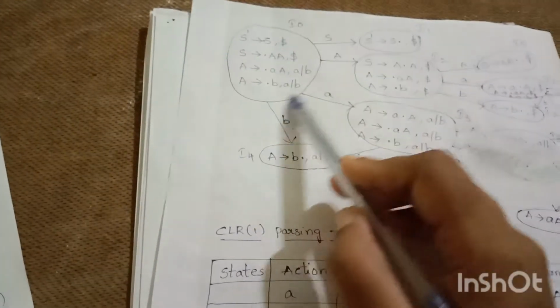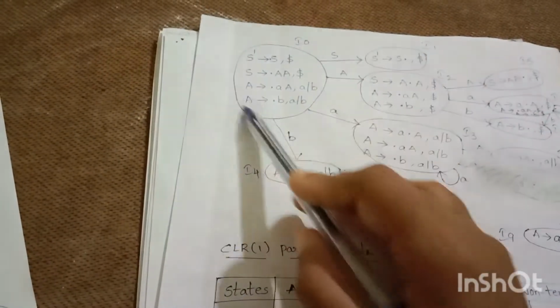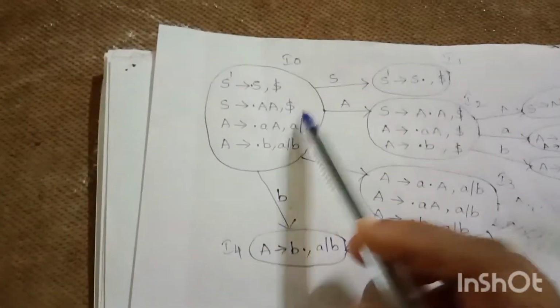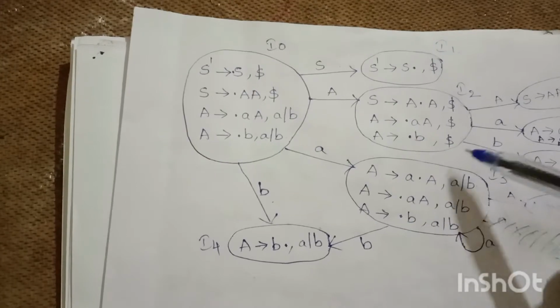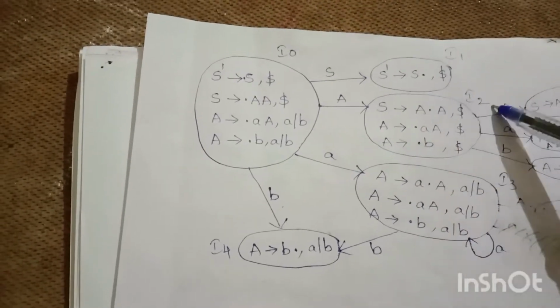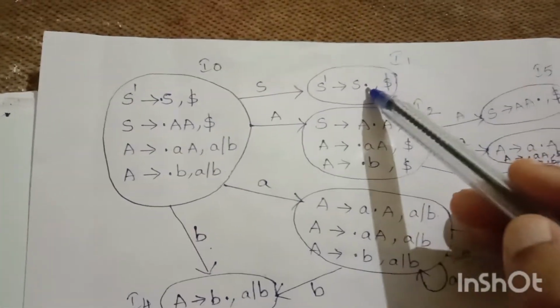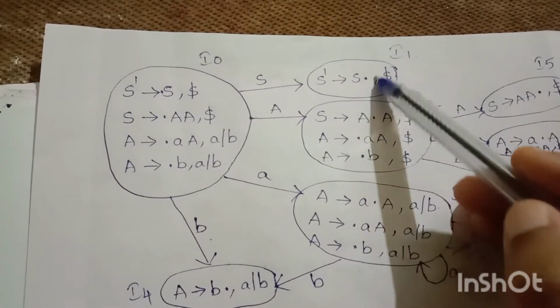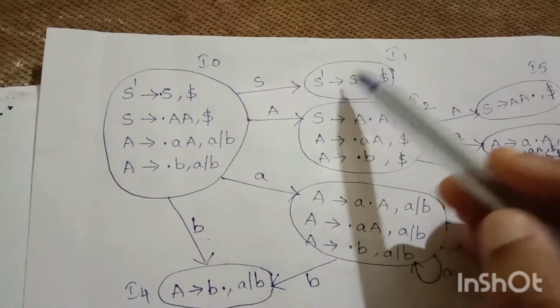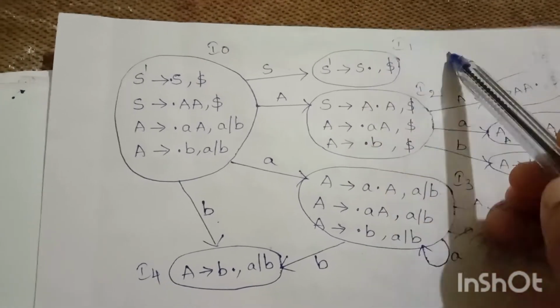Okay, so whatever productions are there in I naught, we have performed everything. Now let's go to these states. We need to check whether the dot is placed at the end of each production or not. So coming to state I1, the dot is placed at the end of the production. There is no need to move this one to another state. So the I1 state has been completely done.